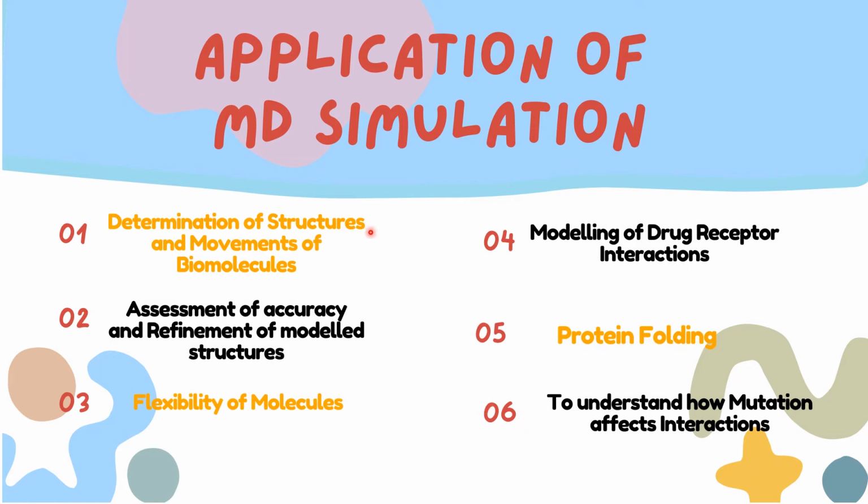Let us move on to the application of molecular dynamic simulation. Molecular dynamic simulation can determine the structures and movement of biomolecules. It also gives assessment of accuracy and refinement of modeled structures, and also of the flexibility of molecules. Molecular dynamic simulation can also be used to model the drug receptor interaction and protein folding. Lastly, it can also be used to understand how mutations affect interactions.